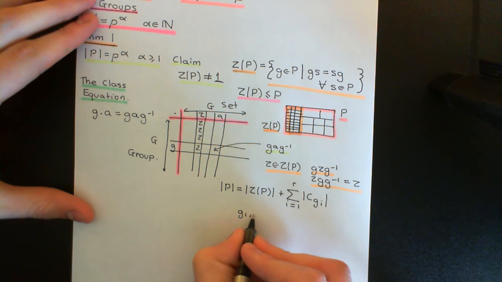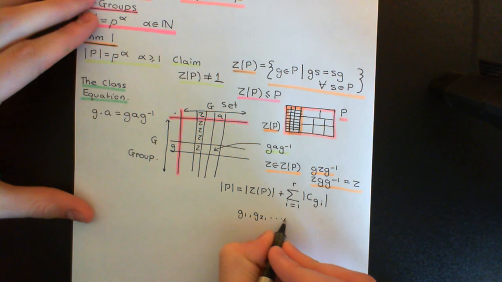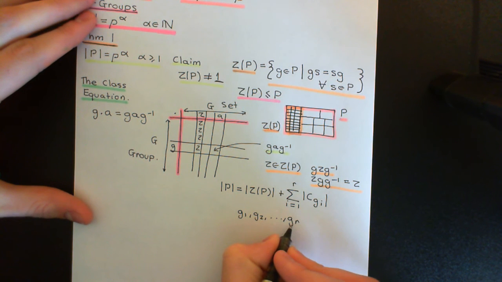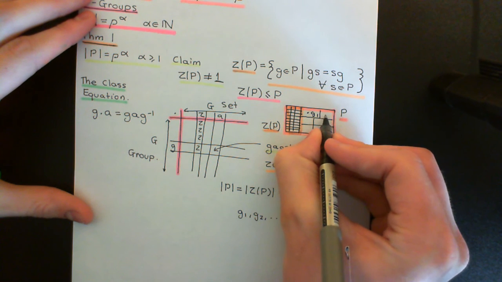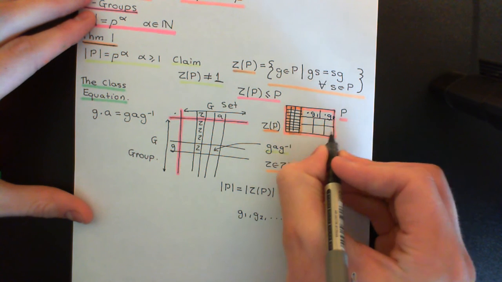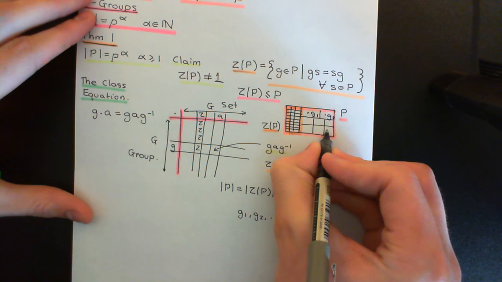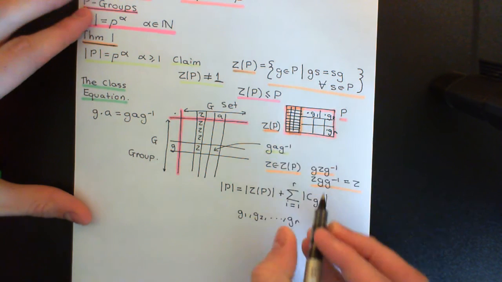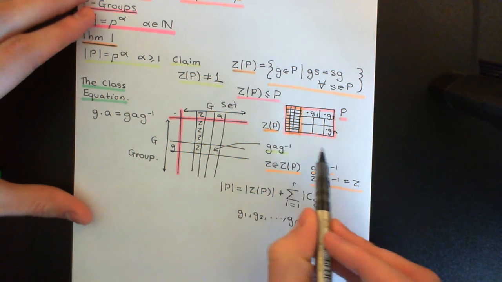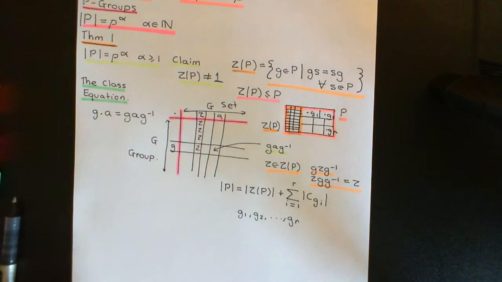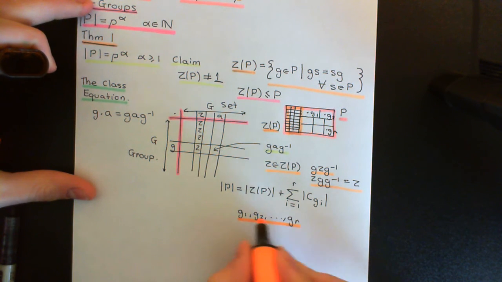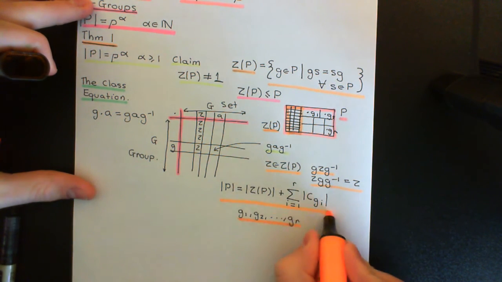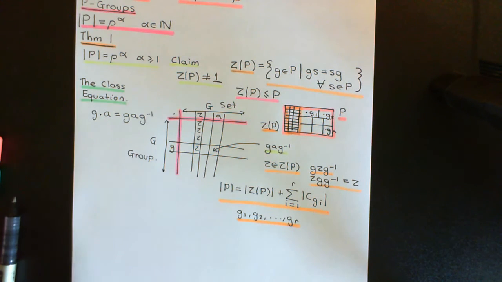So g_1, g_2, all the way up to g_r. These are just representatives of the non-trivial conjugacy classes. So maybe this one has g_1 in here, this one has g_2 in here, and it will go all the way up to the final one here, which will have g_r. Now in this case, of course, there are 8 non-trivial conjugacy classes there, but more generally, it could be an arbitrary finite number. Of course, it will be finite because we know that the order of this group is finite, so you can't end up with an infinite number of conjugacy classes inside there.